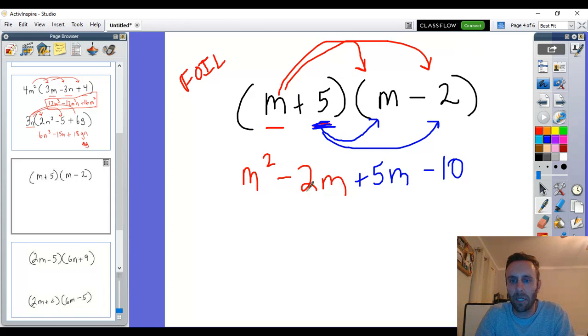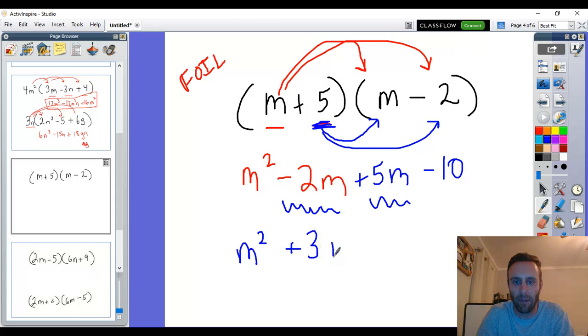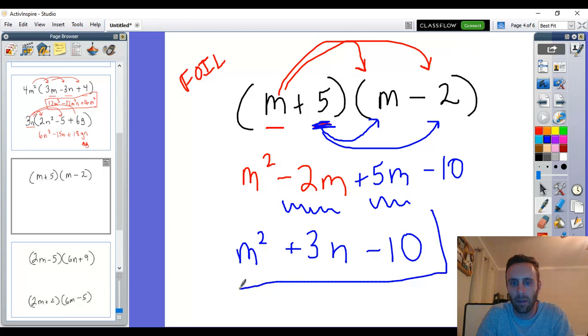And your last step is to combine anything you can combine. So these both have an m to the first power, so you can combine these. So you get m squared. Negative 2m plus 5m is positive 3m, because negative 2 plus 5 is positive 3, and then negative 10. Notice that it's like an apple plus an apple is 2 apples. You don't change the variable when you're adding them together.